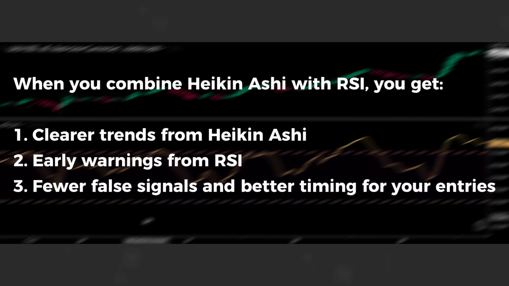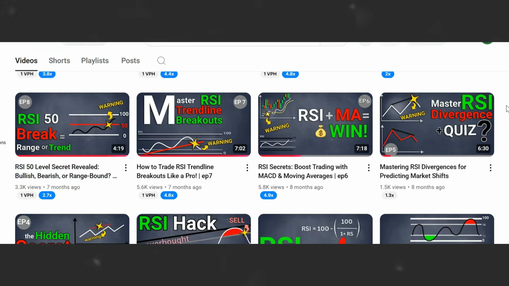When you combine Heikin Ashi with RSI, you get clearer trends from Heikin Ashi, early warnings from RSI, fewer false signals, and better timing for your entries. Now let's see how to use these two indicators together in real trades. But before we move on, just a reminder.